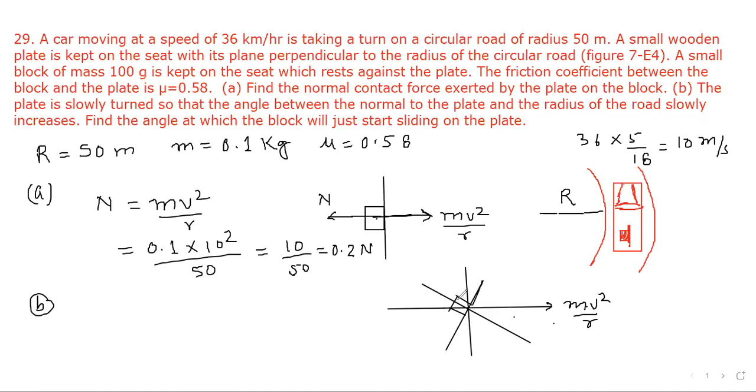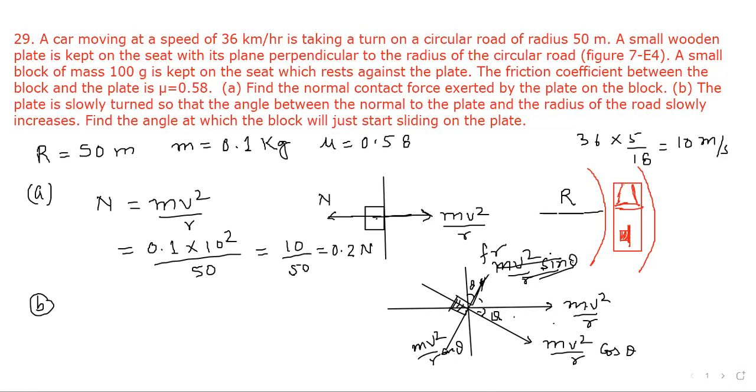And now plate, this is plate, this is block. The plate makes angle theta with vertical. So this angle will be 90 minus theta. Then this angle will also be theta. So component of mv square upon r in this direction will be mv square upon r cos theta. And along the plate, its component will be mv square upon r sine theta. So since this angle is theta, we can write mv square upon r sine theta here. And in this direction, we can write friction.